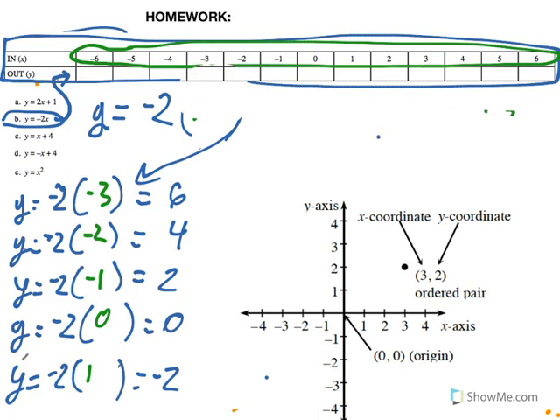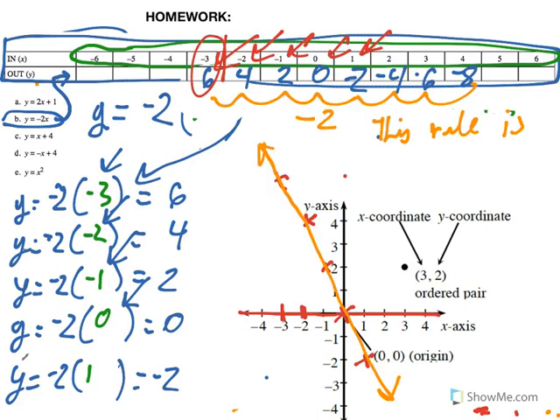When x is negative 3, y is going to be 6. When x is negative 2, y is going to be 4. When x is negative 1, y is going to be 2. X is 0, y is 0, and so on. And it's going up, as you found out before.